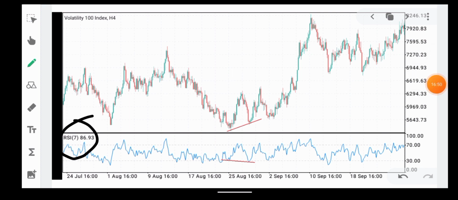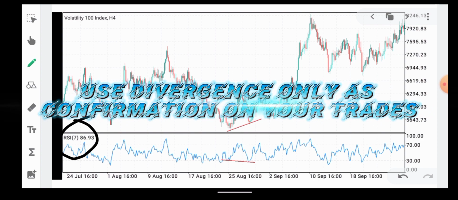If you are new to divergence, it's not a must to learn it. And if you want to learn it to confirm your trade, then you can suggest in the comment section. I should make a video, everything about divergence, on how I trade divergence, and I can make a video on that. Another thing you should know about divergence is that you should not use divergence as a strategy. Use it only for confirmation.